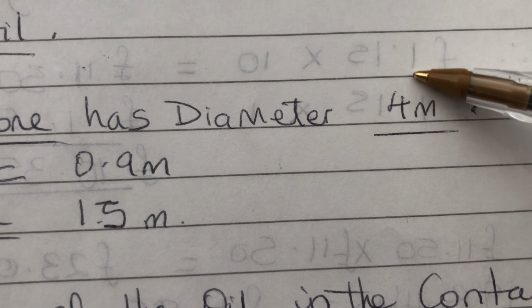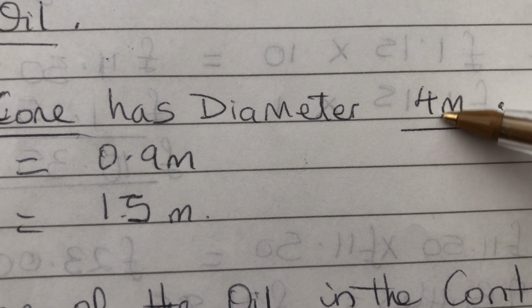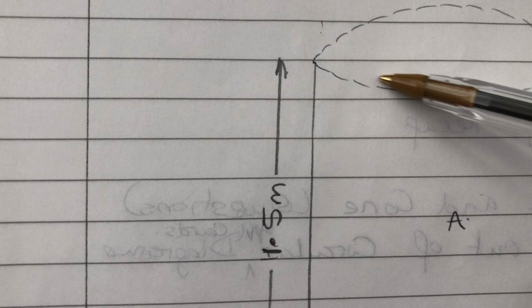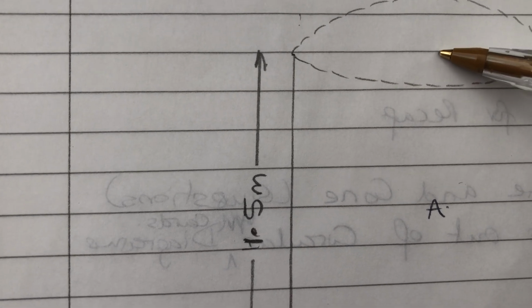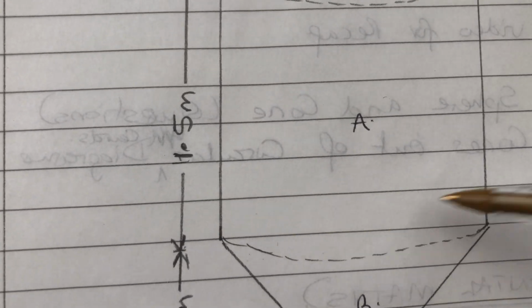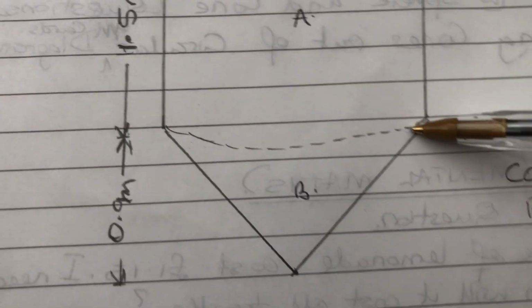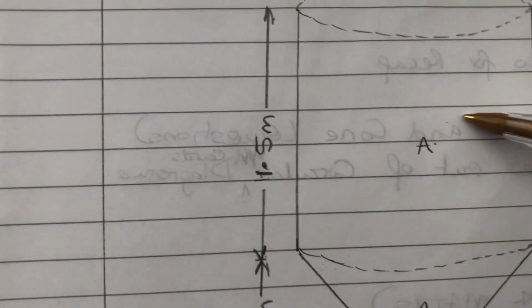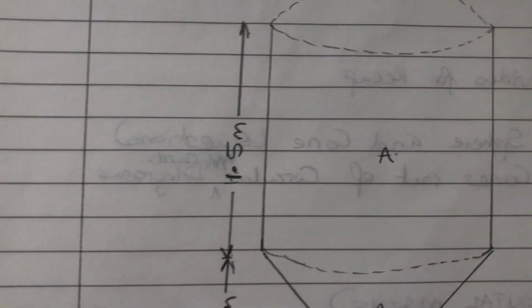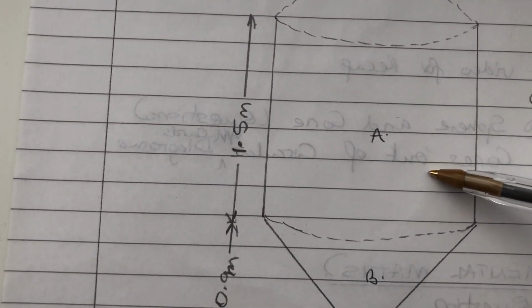4 meters. So if I have this, then my radius will be 2. If I look at my diagram, the radius for the cylinder will be 2, and the radius of the cone will also be 2 because that is the beginning of the cone, that is the ending. But the heights are different here and it's not to scale. So the question is, I should find the volume of this shape, and this shape contains oil.